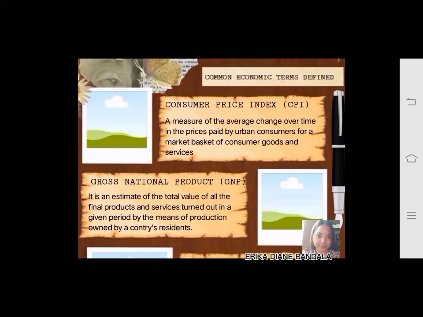So the next is the gross national product or the GNP. It is an estimate of the total value of all the final products and services turned out in a given period by the means of production owned by a country's residents. So, ang GNP, it is the total value of all the finished goods and services that are produced by a country's citizens in a given financial year.